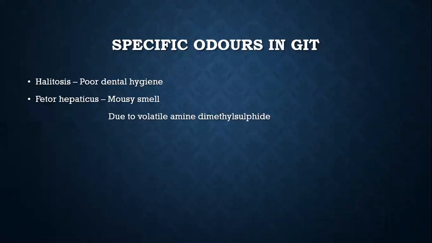we can look for specific odors in GIT. Halitosis suggests poor dental hygiene. This may be important in GIT, but this is more so important in CVS. A poor dental hygiene in a CVS patient can be a risk factor for infective endocarditis. Fetor hepaticus is a mousy smell occurring in patients with severe jaundice due to the volatile amine dimethyl sulfide.